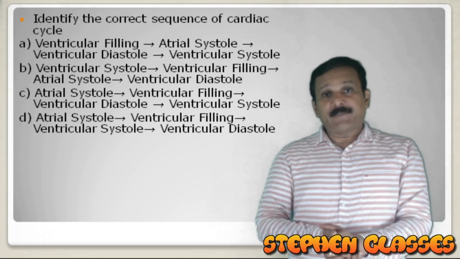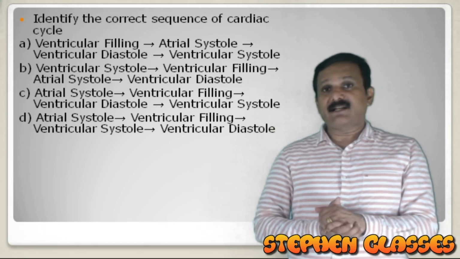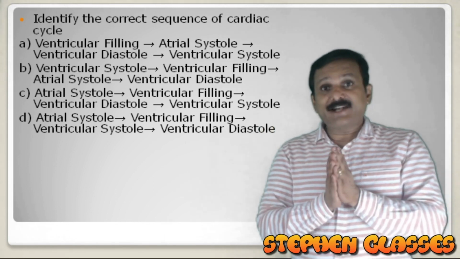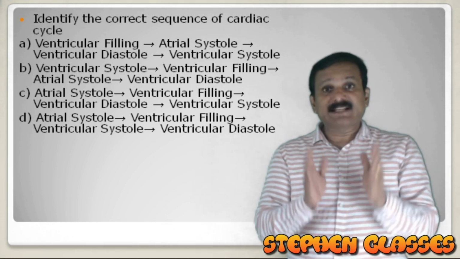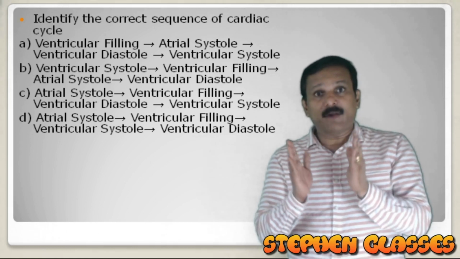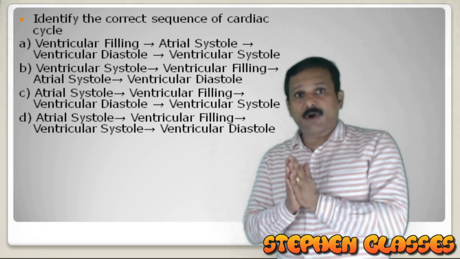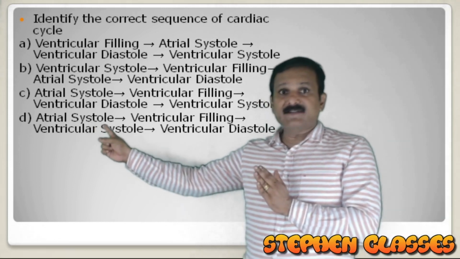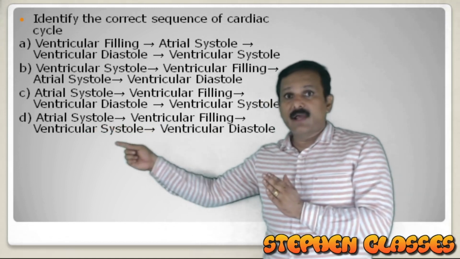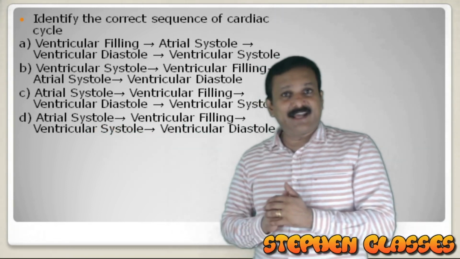So here 30% of blood reaching the auricles will move passively to the corresponding ventricles. And atrial systole will happen, or atria will contract, only to increase the blood flow by 70%. So after atrial systole only, the ventricular filling will be over. So our answer here: atrial systole, after that ventricular filling. Then comes the ventricular systole and ventricular diastole. So here the correct answer will be option D.